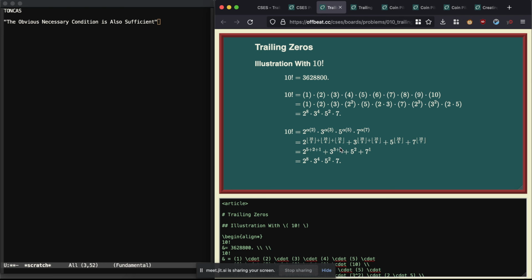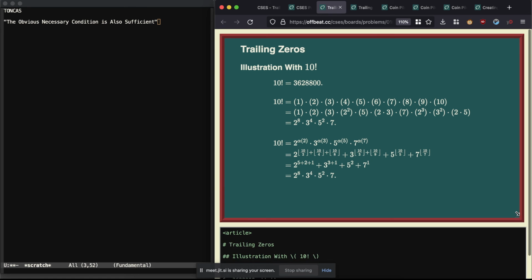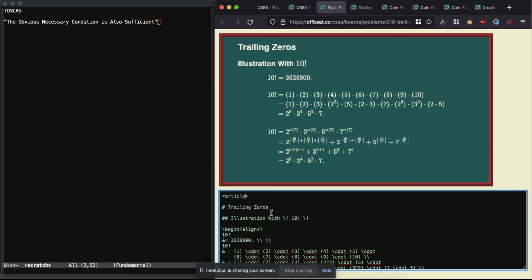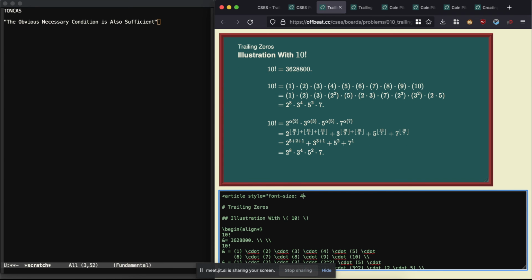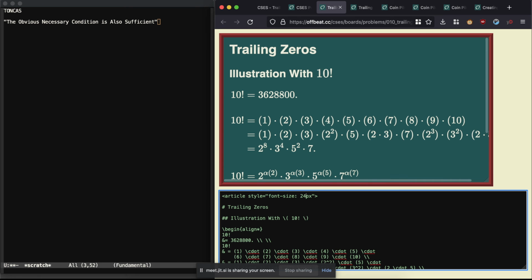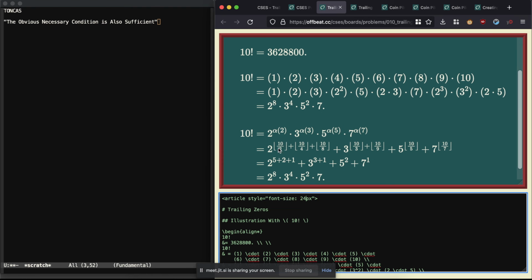Let me see if I can increase the font size, or maybe I can do something like this: style equals font size 8px. Oh, it's too big. Yeah, something like this. Just want to show these superscripts properly.